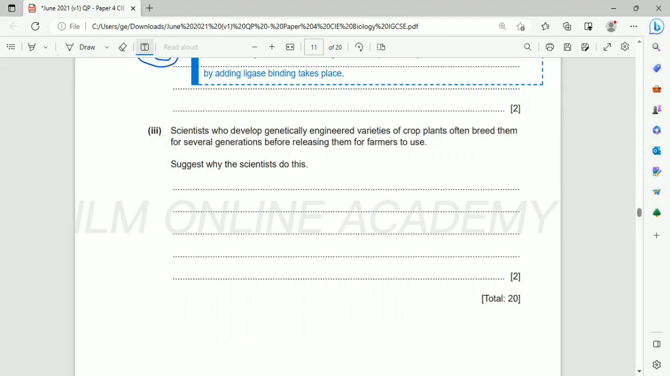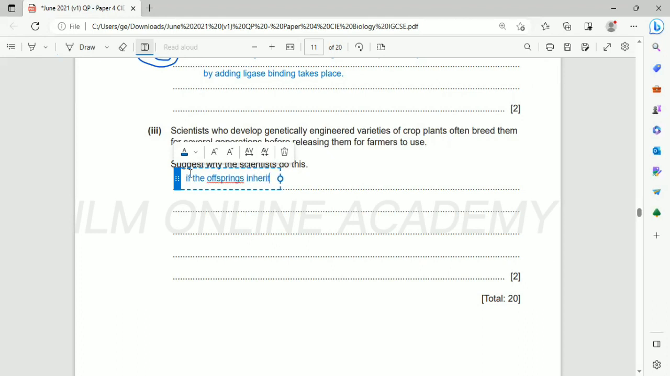Next: scientists who developed genetically engineered varieties of crop plants often breed them for several generations before releasing them for farmers to use. Suggest why the scientists do this. Now there could be many reasons for that. Why do they do this? To be safe, so that they can check if the offspring inherit the new trait, or whether the new genes have any adverse effects, like the new genes causing any disease in the plant or anything like that.